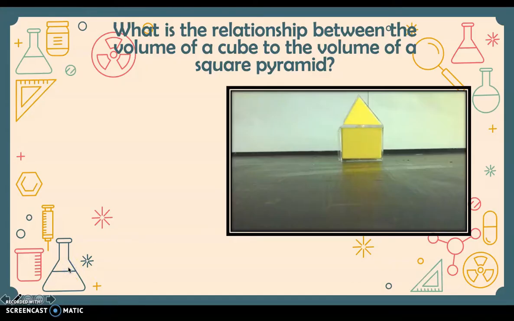Good day everyone. Let's start our discussion by recalling the formula for the volume of a cube. So for the volume of a cube, we have S cubed. Now we have a question here.